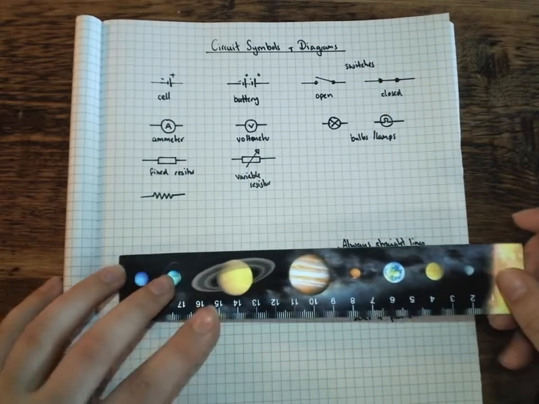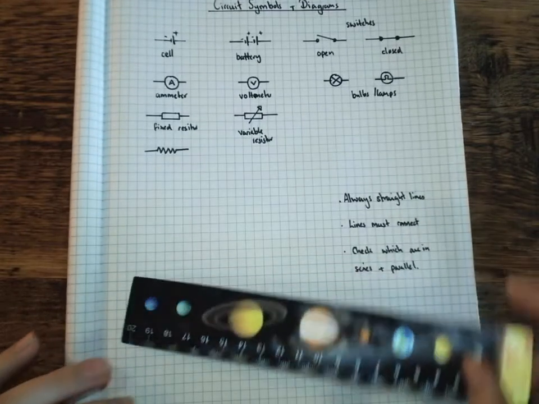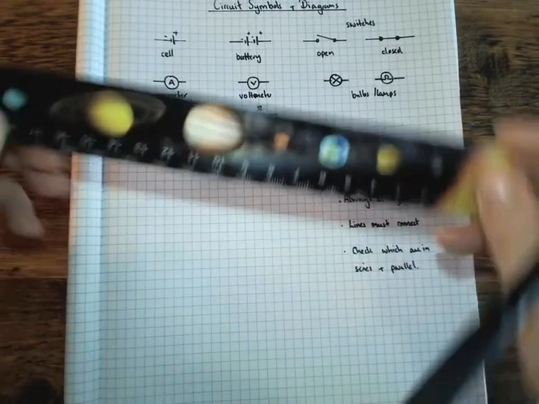So we're going to have a little go at constructing a couple of little circuit diagrams now. And when we're doing this, we need to make sure that we're always using our ruler.